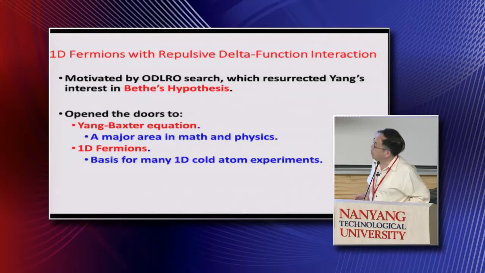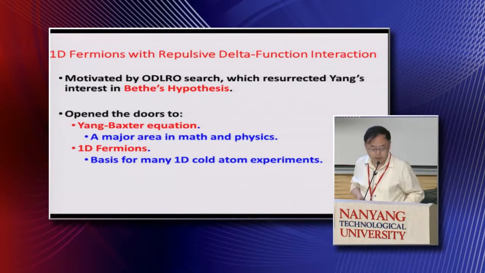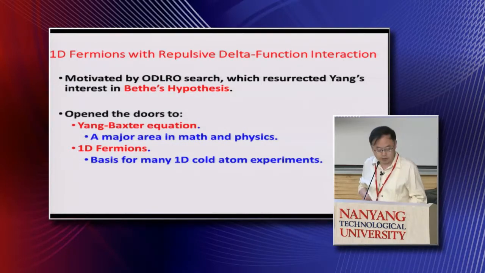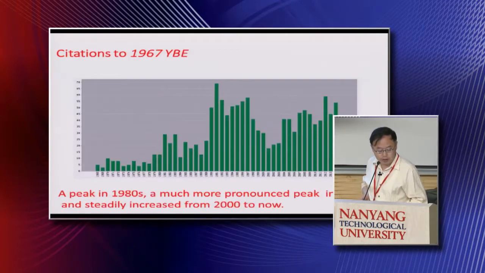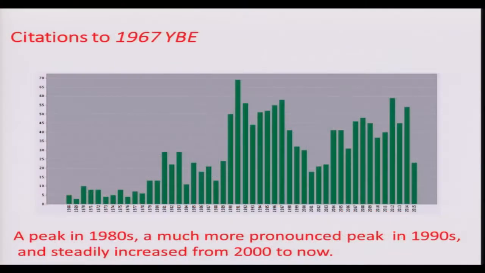1D fermions, amazingly, now become a basis for many 1D cold atom experiments nowadays. So we see many of Professor Yang's works are now related to the cold atom field. So this is a citation. There is a pronounced peak in 1990s, and then it increased up to now. Okay.